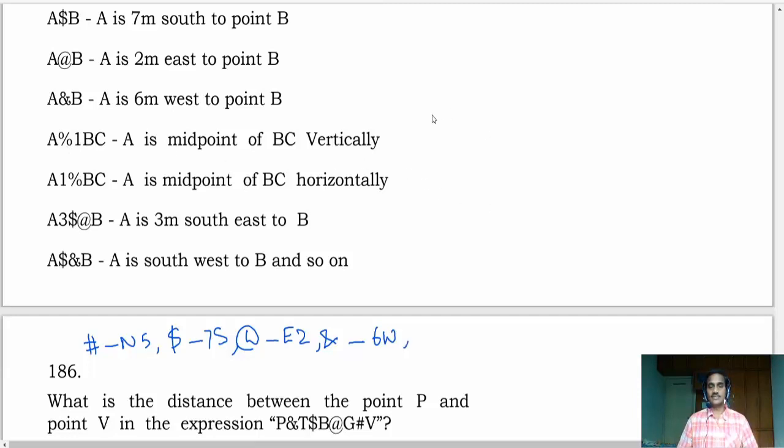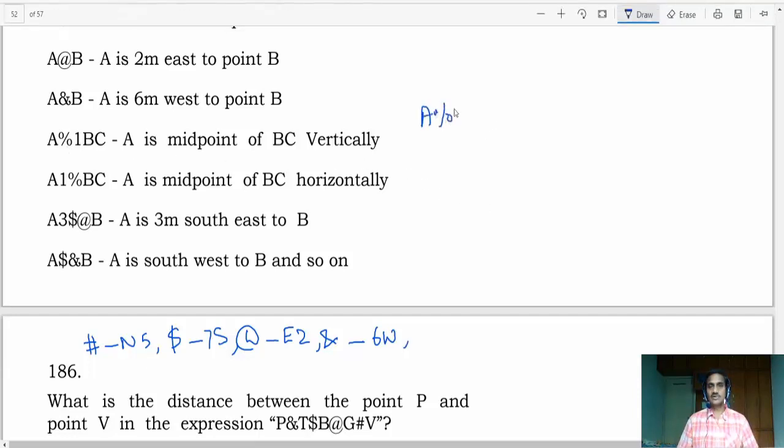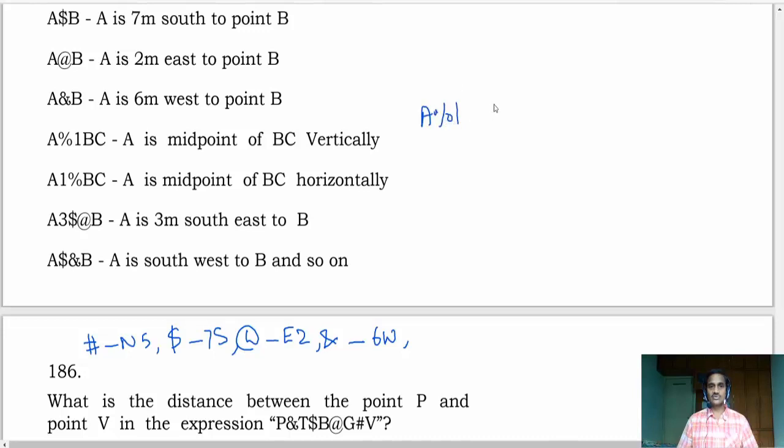Percentage and 1 ఇస్తే ఏ percentage 1 కనుక ఫస్ట్ పర్సంటేజ్ తర్వాత నెంబర్ వస్తే ఓకే, దట్ ఈస్ A is the midpoint of BC vertically. A is the midpoint of B and C vertically, and last point. Midpoint. Now A 1% BC, 1/3 percentage వచ్చిందో అప్పుడు A is the midpoint of B and C horizontally. B and C, A, B and C horizontal. And A $3.